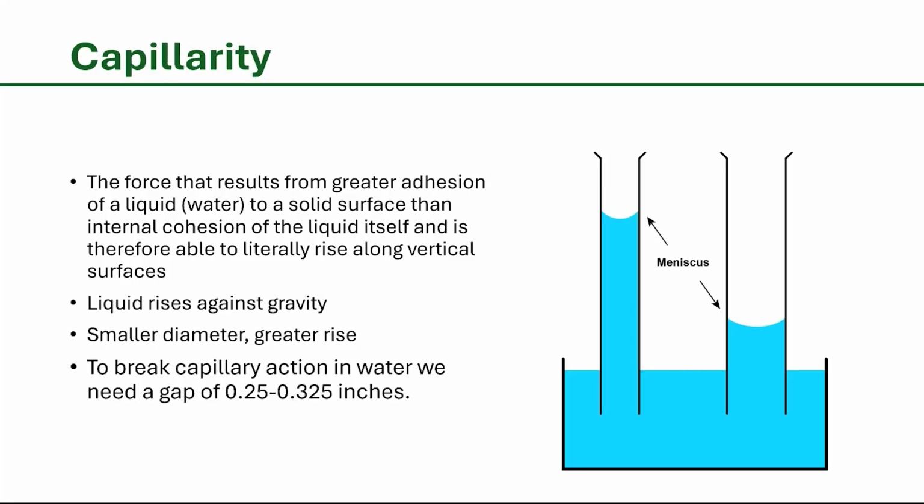That is why when you design a rain screen, those gaps are 1/4 to 3/8 of an inch in between the rain screen cladding. That is why when you put a drainage mat on the outside of a building, that drainage mat is at least 3/8 of an inch deep. It's all to break capillarity. So if you want to break capillarity, you need a gap of 1/4 to 3/8 of an inch.